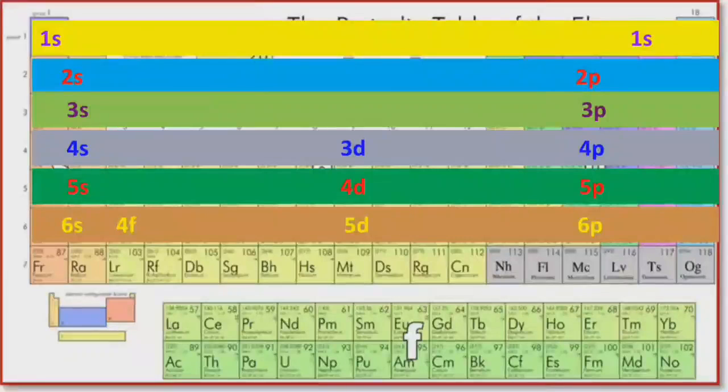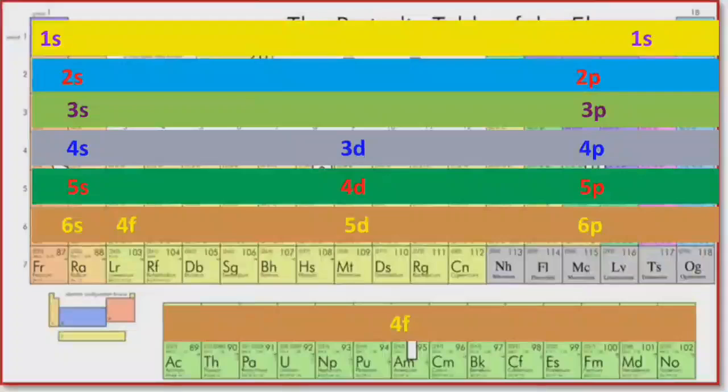4f orbitals are filled up in the lanthanides. 4f series elements are also called lanthanides. These are placed at the bottom of the periodic table for space convenience.